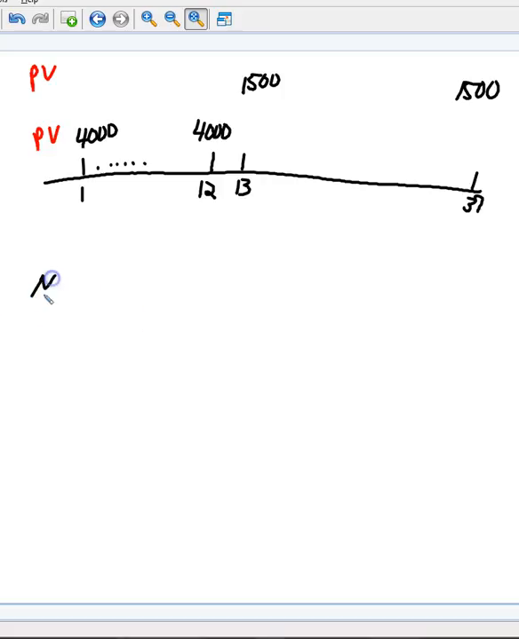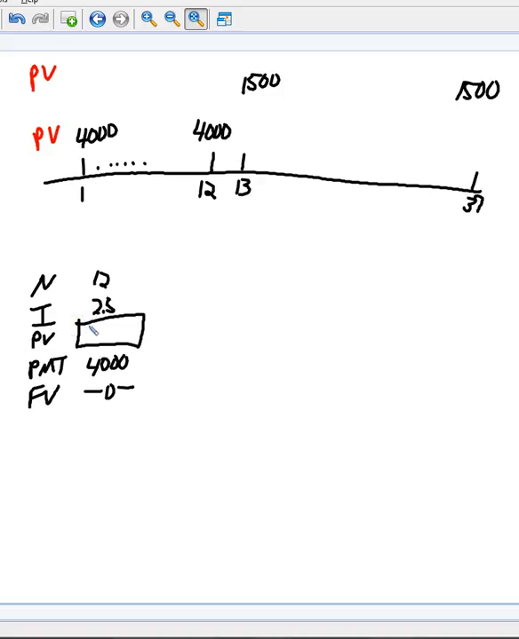So here we have N, I, present value, payment, and future value. So N is 12, 2.5, $4,000 payment, and this is 0. So the present value of those $4,000 annuity, you should get something like $41,031. Let's put that in. $41,031. Okay, so the present value of the $4,000.